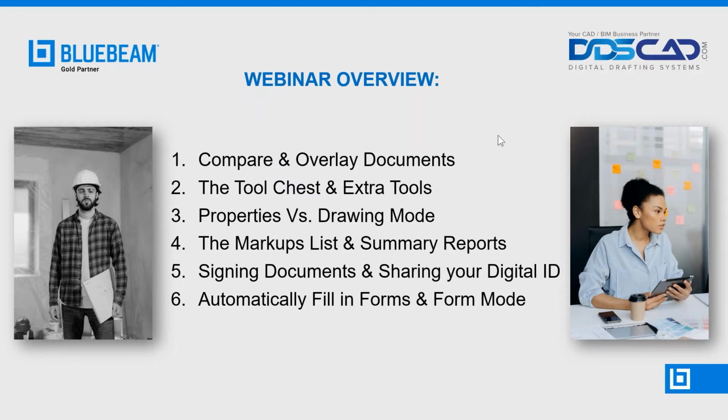We're going to delve into comparing and overlaying documents. That'll be one of the first things that we do. It's really, really useful, and these tools have certain settings that you can toggle to help you succeed. Then we're going to look at our tool chest, and I'll show you where you can find some extra tools on Bluebeam's website, along with finding them on forums. And I'll show you guys how properties and drawing mode works in the tool chest itself so that you can use your markups effectively. We're also going to look at the markups list and create hyperlinked summary reports. I'll show you how to make them hyperlinked, and we can also make regular reports and send them to Excel.